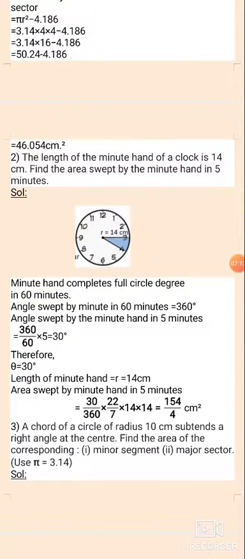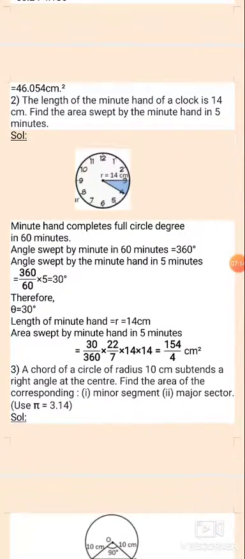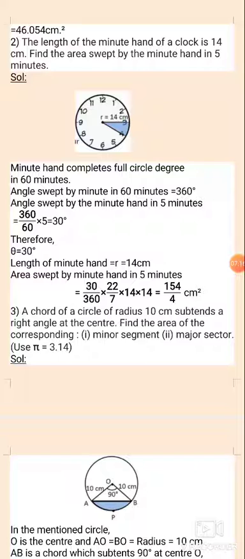Now, the next question. A chord of a circle of radius 10 centimeter subtends a right angle at the center. Find the area of the corresponding minor segment and also major sector.